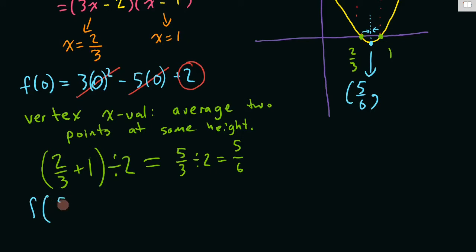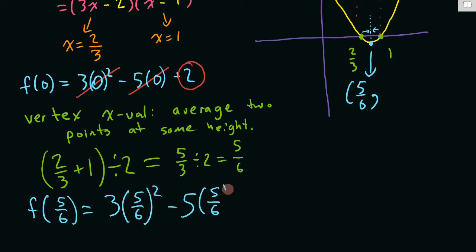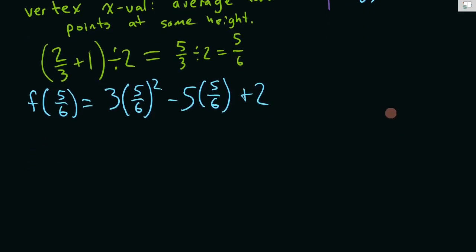So let's substitute this value into our function. F of 5/6 is 3 times 5/6 squared minus 5 times 5/6 plus 2. So this is 5 squared is 25. The 3 I'm not going to actually deal with, and I'll show you why in a sec. The 3 I'm going to leave there because 6 squared is 36. And if you notice, 3 goes into 36, leaving us 12ths.